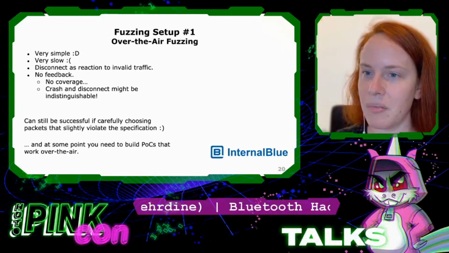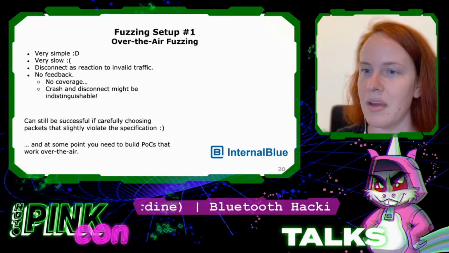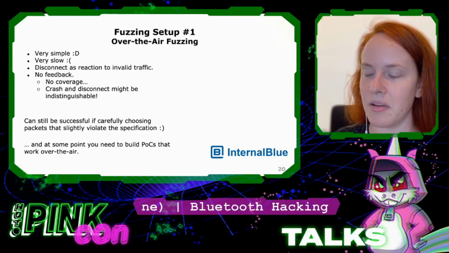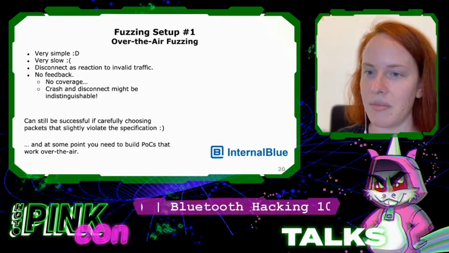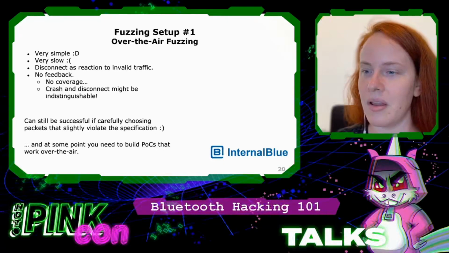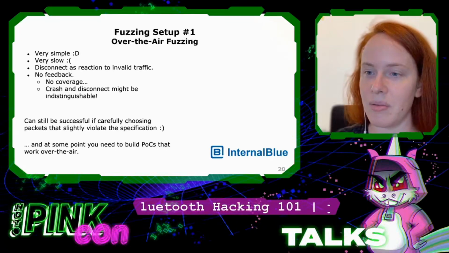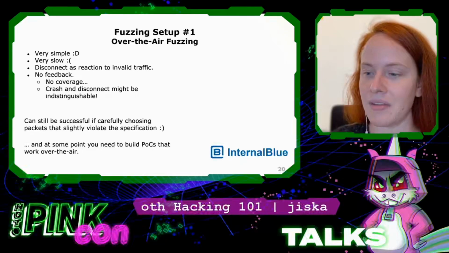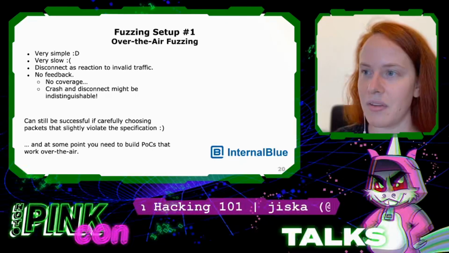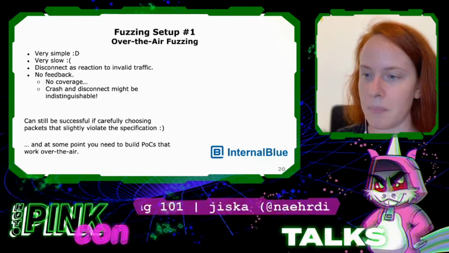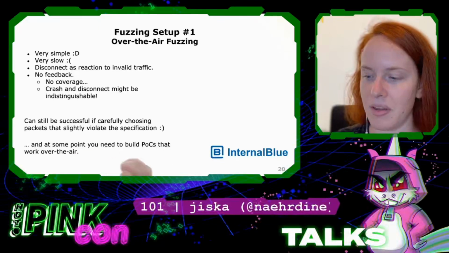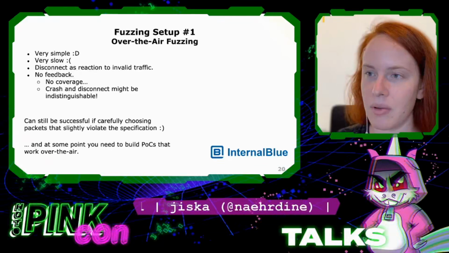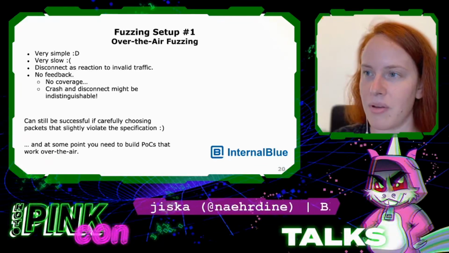And there's also no feedback. So of course, no coverage of code, but also if you crashed or if you just disconnected because of invalid traffic might be indistinguishable. And then you can check the log files, maybe, if you have them of the destination device and so on. But it's very hard. Still, you need some over-the-air fuzzing, or at least an over-the-air implementation of some bugs later. So if you have found a vulnerability, you might want to build a proof of concept that works over the air. And this is definitely where you then take InternalBlue and craft that type of traffic.